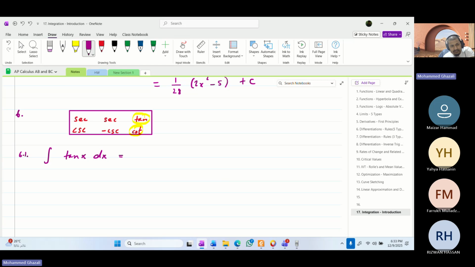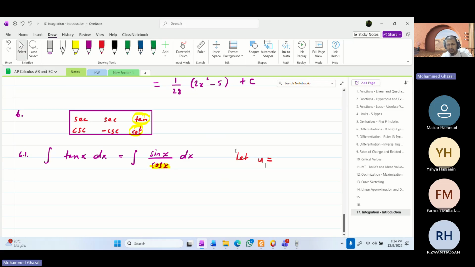Let's try this out. So what is tan? Put it in terms of sine over cosine: sine x over cos x. Now comes the fun part. You see sine x over cos x. There's no form that we can just go directly to the answer. So we say let cos x equal to u. Always make the denominator equal to u. So let u equal to cos x.